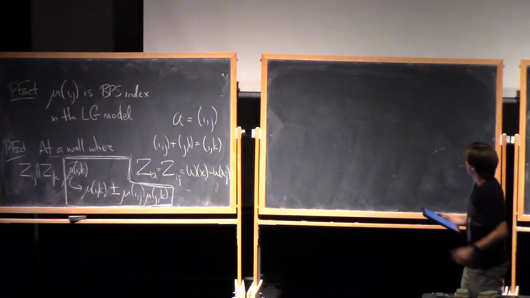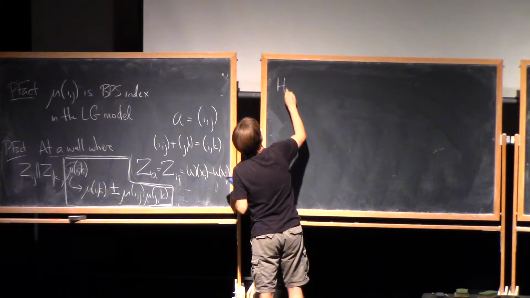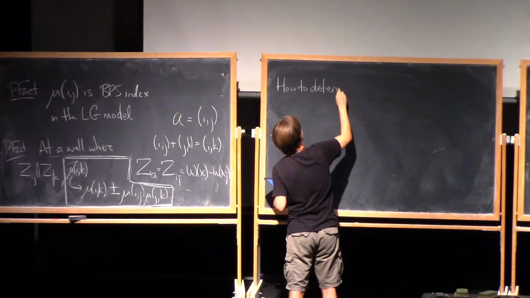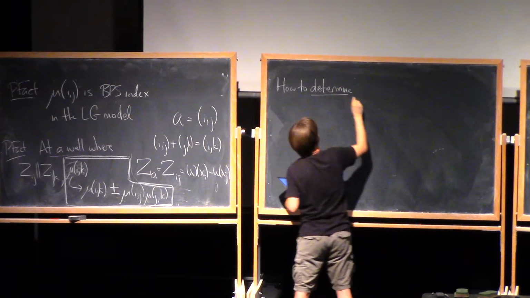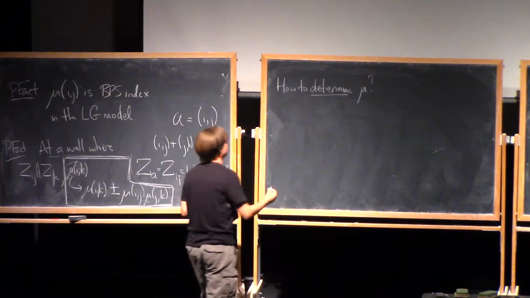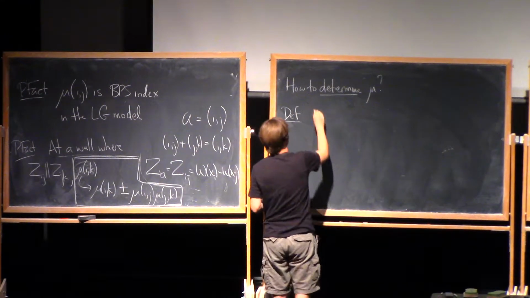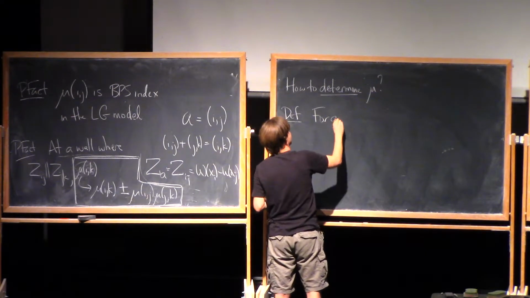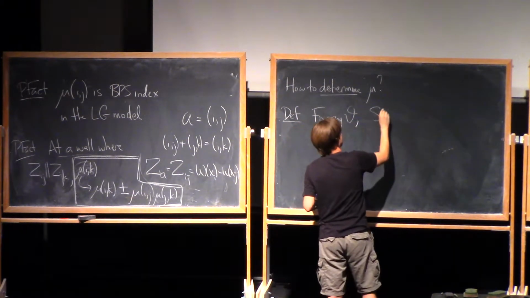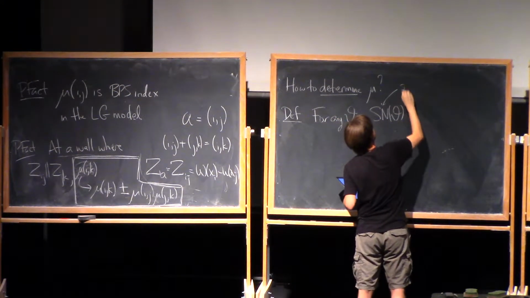Okay. So yeah, how do you actually determine this picture in practice? So let me make a definition. It'll at first seem a little ad hoc, but okay. So for any phase theta, I'll define Sn of theta, and Sn stands for spectral network.